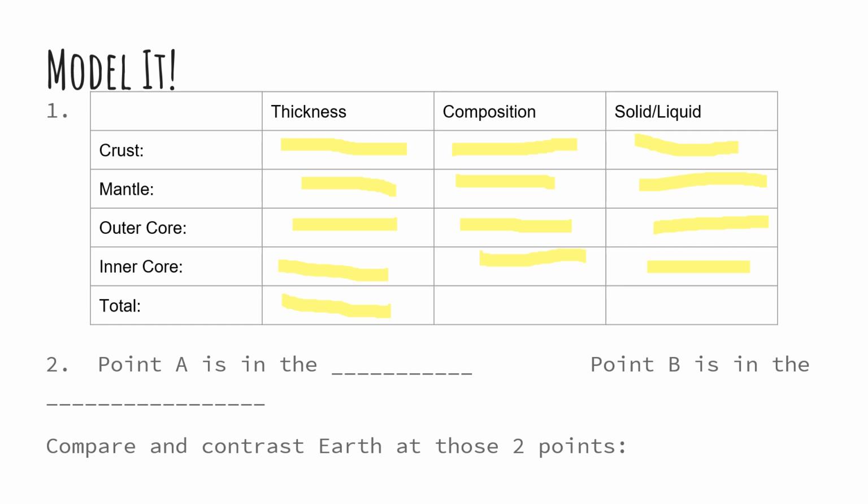Now we're going to compare and contrast Earth at these 2 points. Earth at point A is colder than Earth at point B. The pressure is greater at point B than at point A, and Earth at both point A and point B is solid.